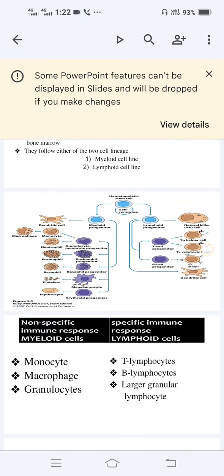So this diagram shows the myeloid cell lineage and lymphoid cell lineage. There are two different types of immune responses: non-specific and specific immune response.